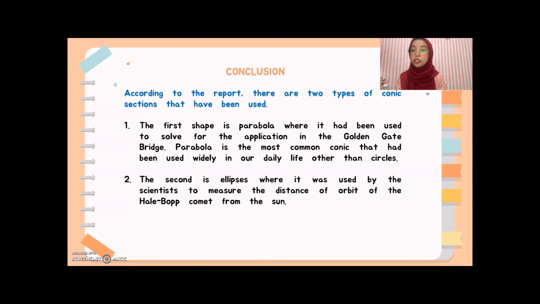According to the report, there are 2 types of conic sections that have been used. First, the parabola, which was used to solve the application in the Golden Gate Bridge. The parabola is the most common conic that is used widely in our daily life other than circles. The second is the ellipse, which was used by scientists to measure the distance of the orbit of Halley's Comet from the Sun, like the example that I presented.